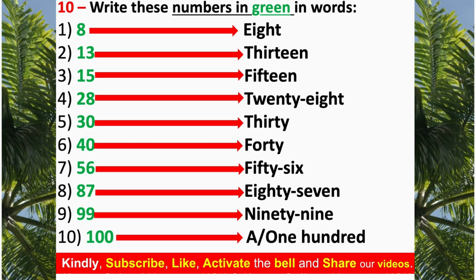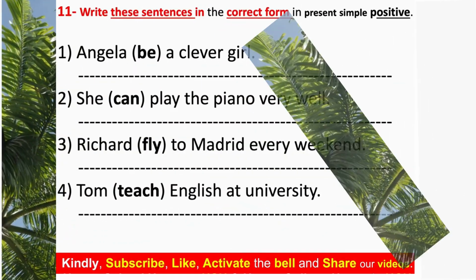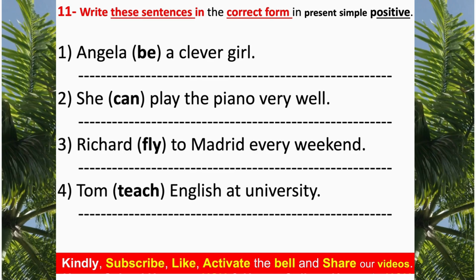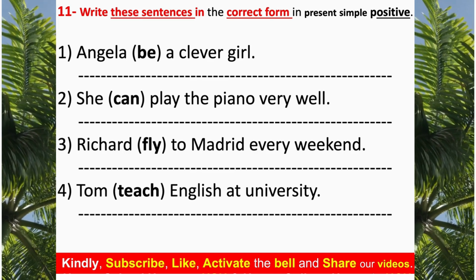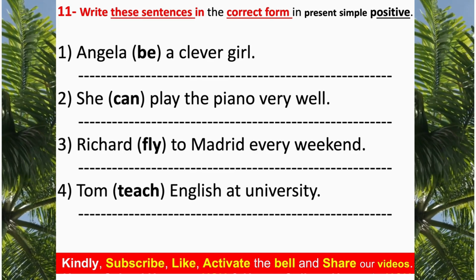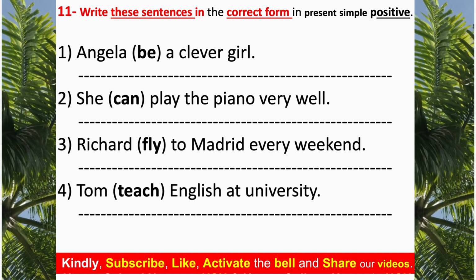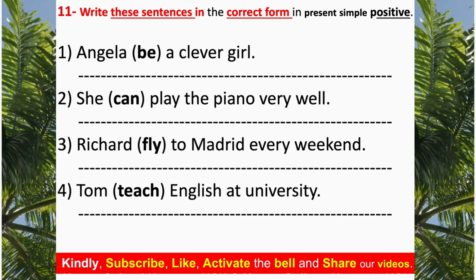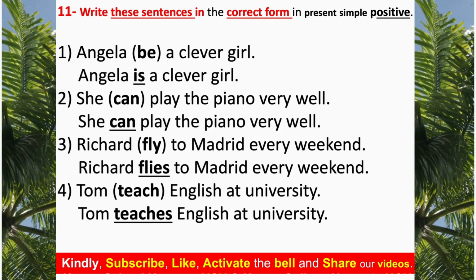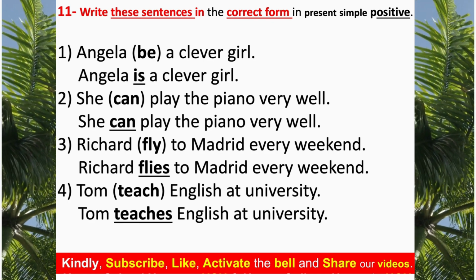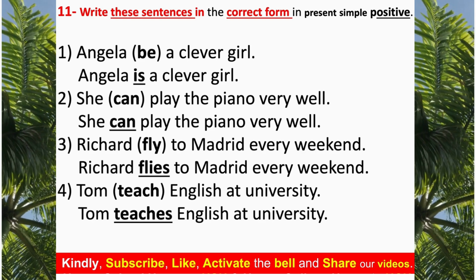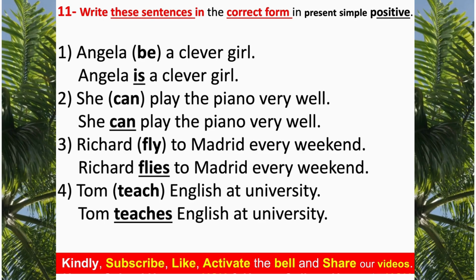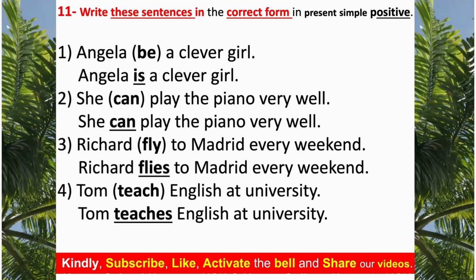Let's go to number 11. In number 11, write these sentences in the correct form. Present simple, positive. Angela, be a clever girl. So verb to be in positive in present simple is am, are, is. Let's see the answer. If you write "Angela be a clever girl," it's not correct. "Angela are a clever girl," it's not correct. So is. Angela is a clever girl.